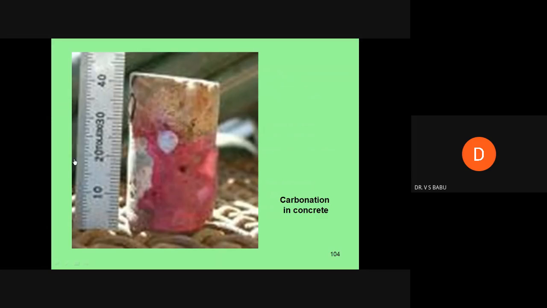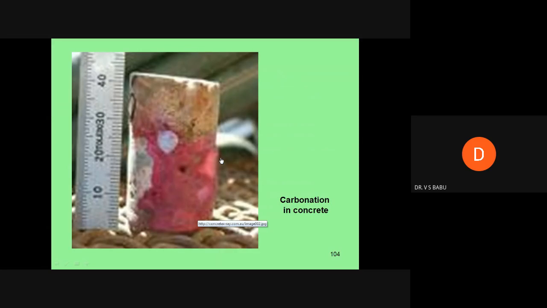And now you see this is carbonation. Carbonation means the concrete has turned a red color. Now you see this concrete cylinder is attacked by carbon dioxide. The carbon dioxide attacks from the external agency in the atmosphere. In the atmosphere, you have oxygen, carbon dioxide, and nitrogen. This carbon dioxide damages the concrete, and carbonation also happens.